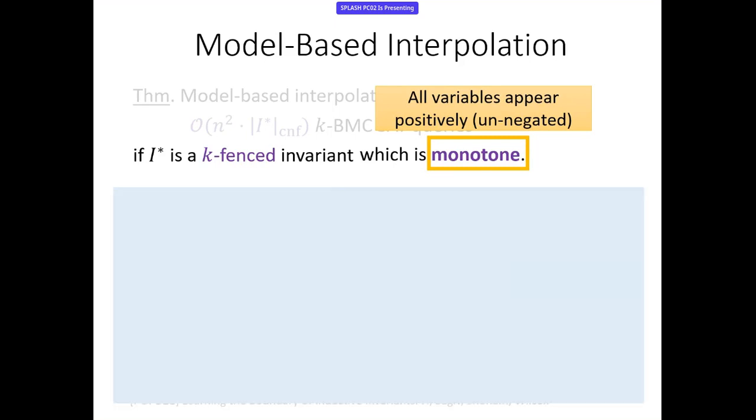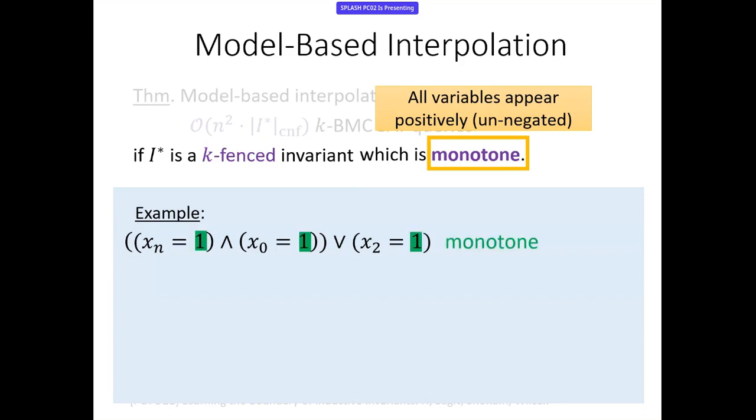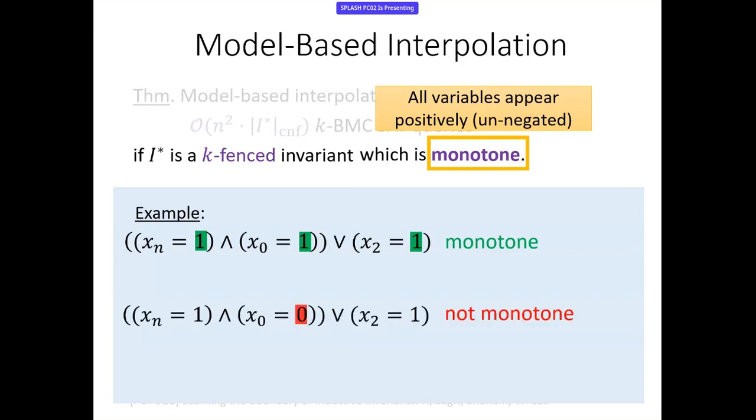So, for example, this formula is a monotone formula because all the variables appear unnegated, being equal to 1. We require things to be true, so no negations. However, this formula is not monotone because there is this variable x0 that appears negated. So, we require it to be false. So this is not a monotone formula.